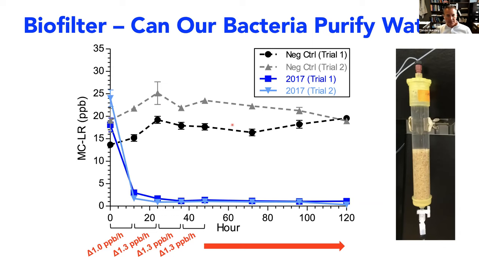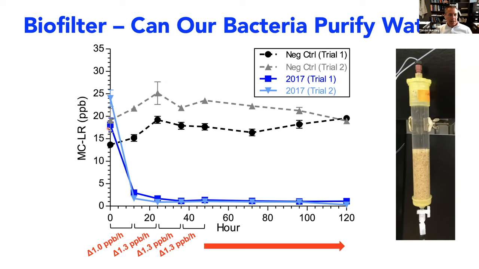You can see that the microcystin levels remain very constant over 5 days, right? I'm showing you that here in hours, but this is 5 days. In contrast, look at the blue. Our sand filters, we turn on the pump and we start running contaminated water with microcystin through it. You can see very quickly, 1 part per billion per hour, our bacteria are degrading microcystin and removing it from the water. And then the water we collect from the very bottom here has almost undetectable levels of microcystin.